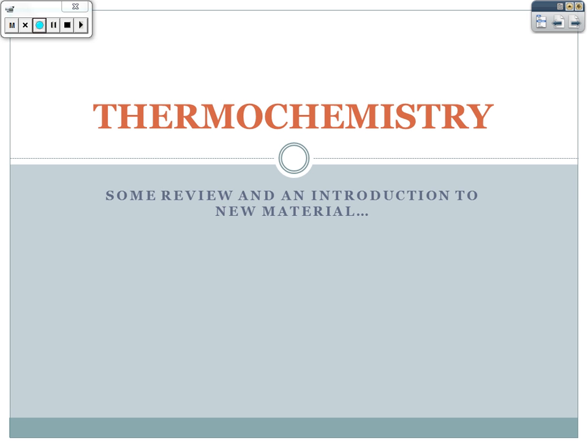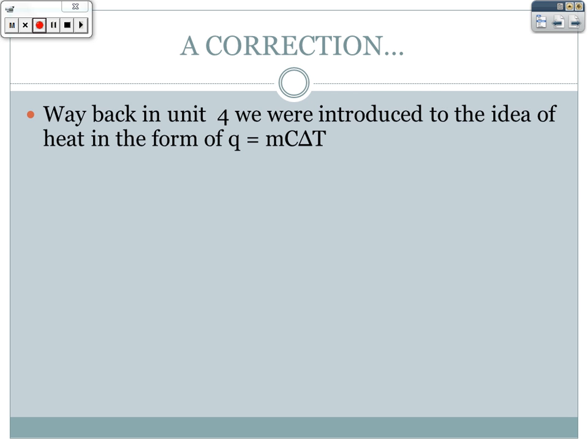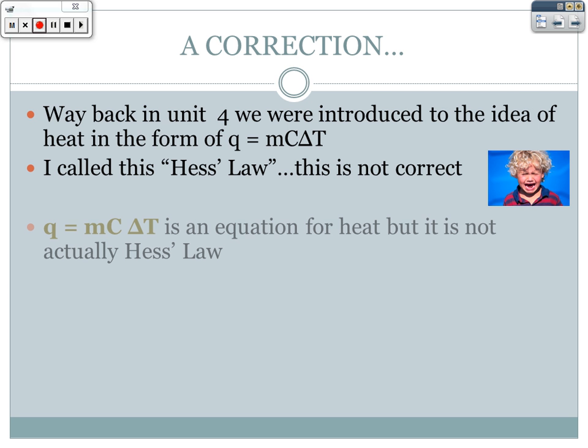We're going to start out with some review and a small introduction to new material, and we're also going to correct a mistake of mine. So let's start with that correction. Way back in Unit 4, we were introduced to the idea of heat in the form of Q equals mc delta T. And I called this Hess's law. This isn't actually correct. I know, shocker, right? I'm human and I make mistakes. Q equals mc delta T is an equation for heat, but it is not actually Hess's law.